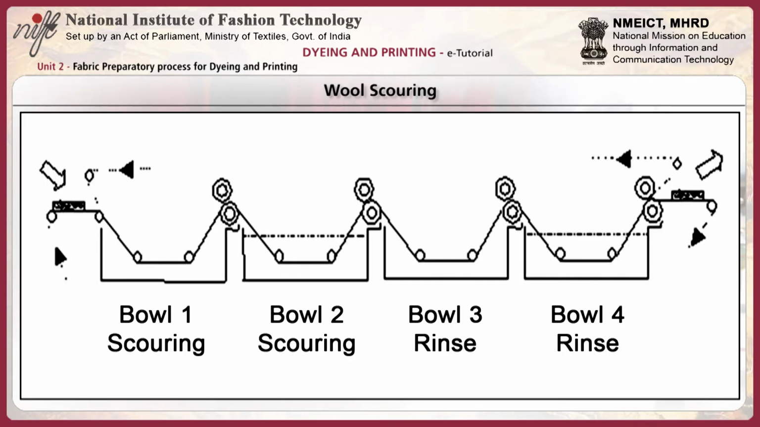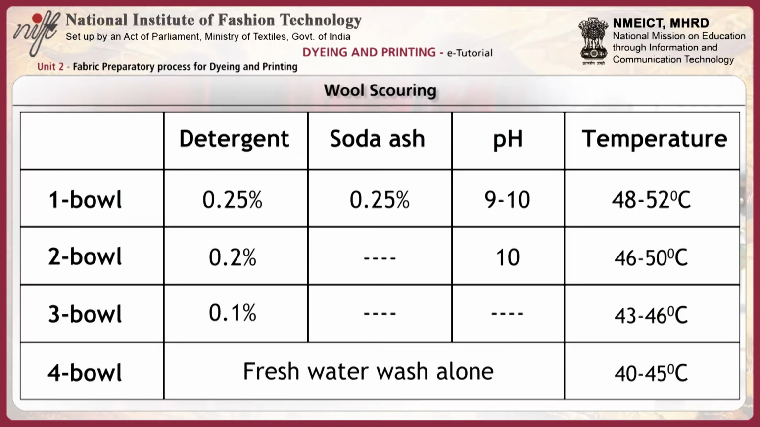The technique consists of passing wool fibers through a series of 4 long narrow bowls containing soap or non-ionic synthetic detergents and sodium carbonate at a temperature of 40 to 50 degrees centigrade. You can see the table displays the details of the wool scouring process. Wool scouring process, in the diagram: bowl 1 where scouring takes place, bowl 2 also scouring takes place, bowl 3 rinsing and bowl 4 again further rinsing.